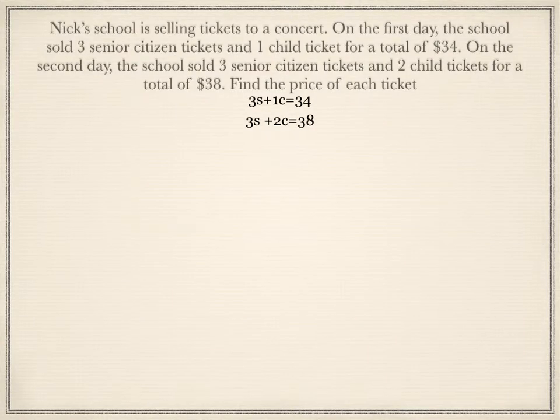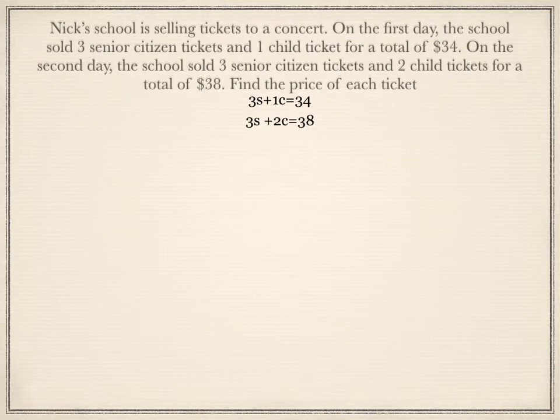Okay, the next one is also a systems of equations. So Nick's school is selling tickets to a concert. On the first day, the school sold 3 senior citizen tickets and 1 child ticket for a total of $34. On the second day, the school sold 3 senior citizen tickets and 2 child tickets for a total of $38. Find the price of each ticket.